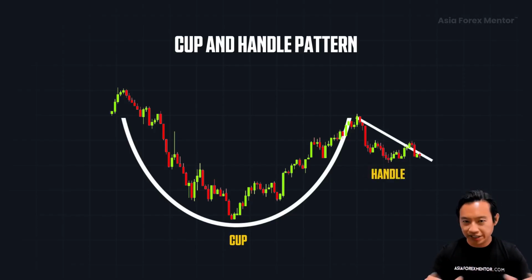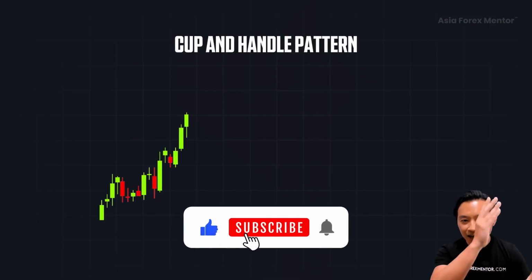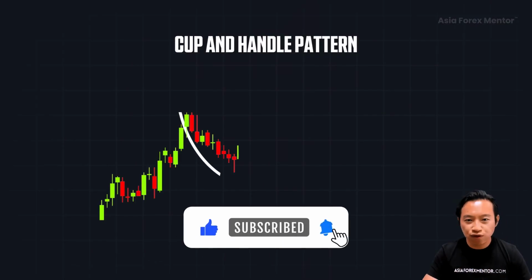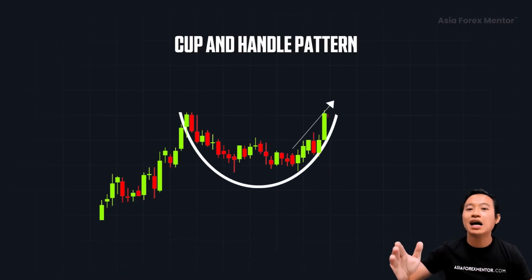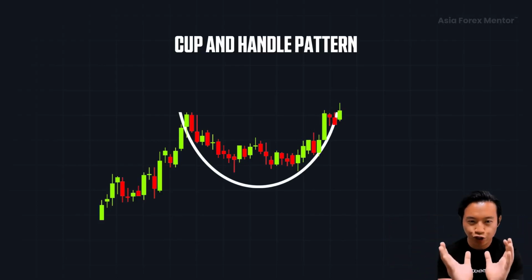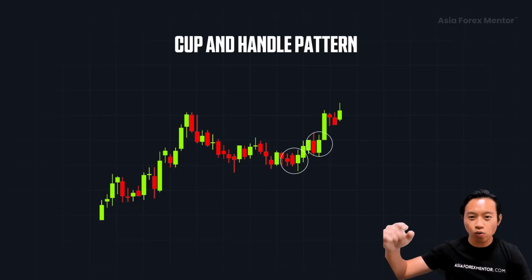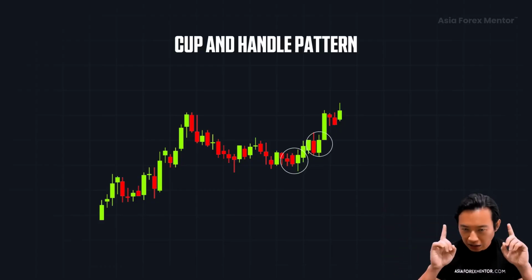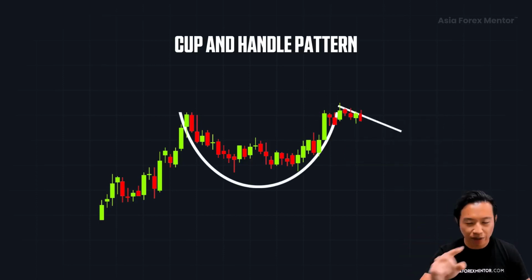So now let's break this down, the cup. What happens is the price rises and then pulls back to form this rounded bottom. And then after that, it climbs up again. So this creates the cup shape, which is marked by increasing highs and lows. This signals upward momentum. Then the next part that forms the shape, the handle.